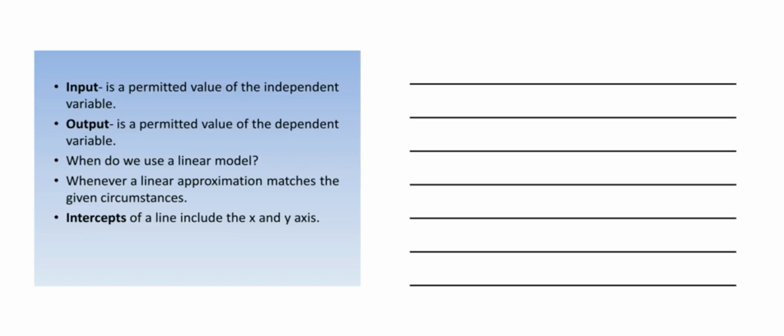So input. Input is the primitive value of the independent variable. Output. Output is a primitive value of the dependent variable. When do we use a linear model? Whenever a linear approximation matches the given circumstances. And we also have intercepts of a line that include the x and y axis. So just a quick brief overview.